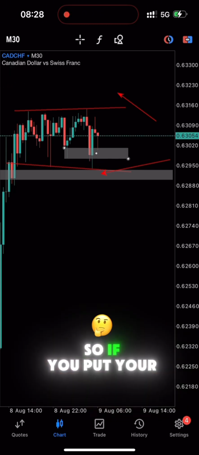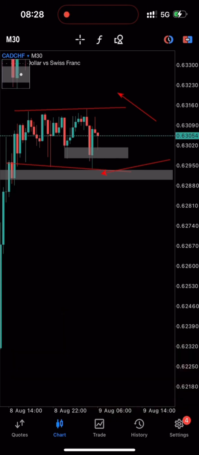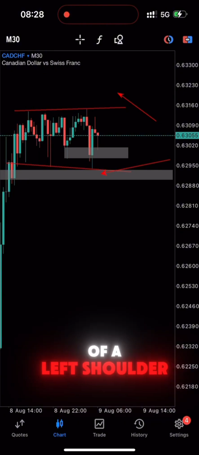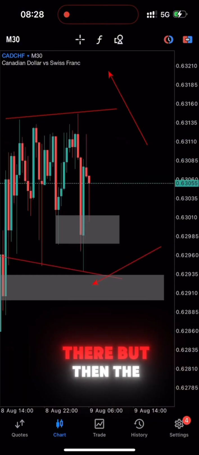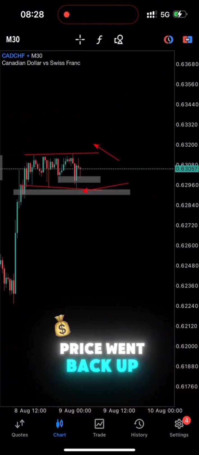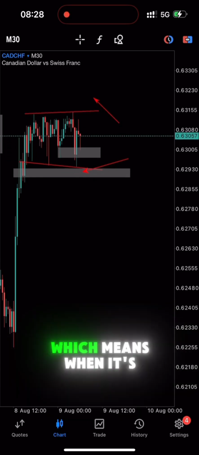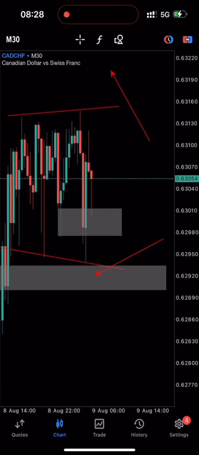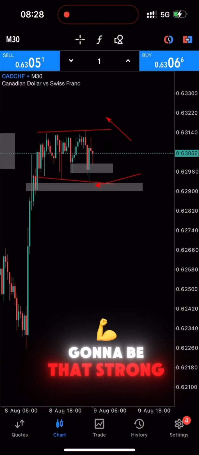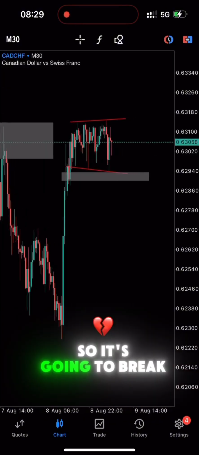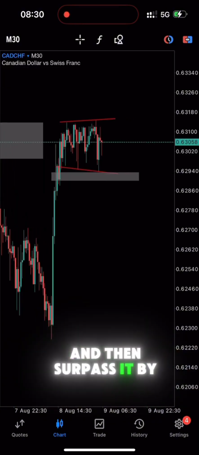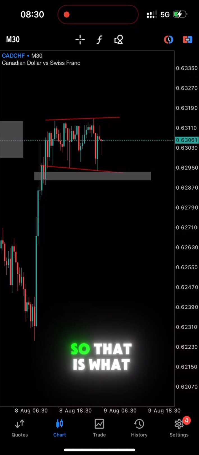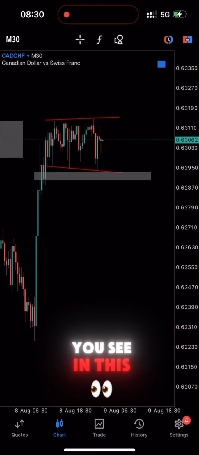All right, so if you put your trend line here, you have sort of a left shoulder and then a head there, but then the price went back up after touching that point, which means when it's coming down there, the price is not going to be that strong. So it's going to break and then surpass it by going downwards. So that is what you see in this trade.